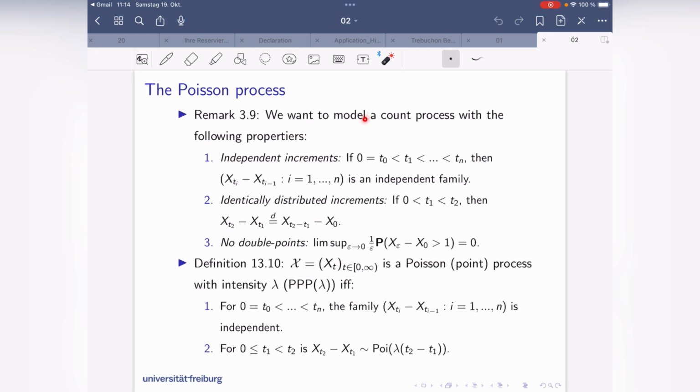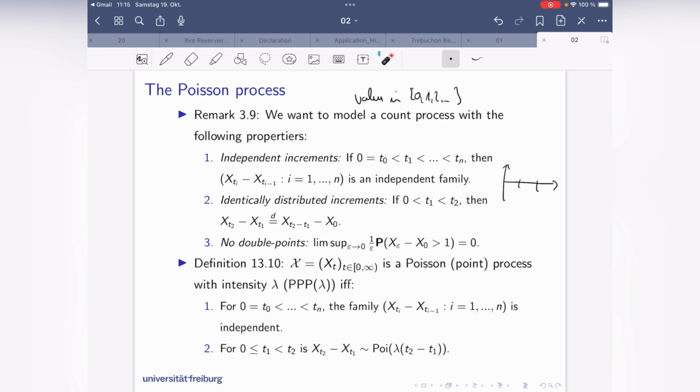The Poisson process is a count process, which means it takes values in 0, 1, 2, and so on because we're counting something. It has independent increments, which means if I have 3 points in time, then I have the increment between the first two and the last two, and they are independent. And that should hold for any number of increments, so any number of different time stretches. So they're independent.